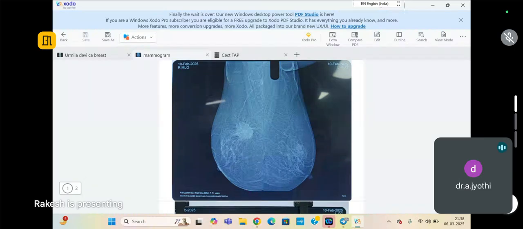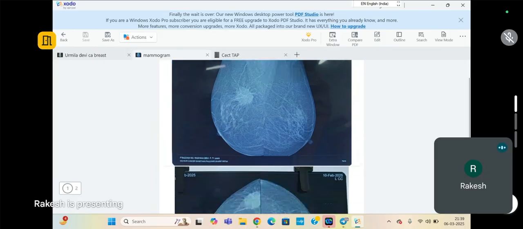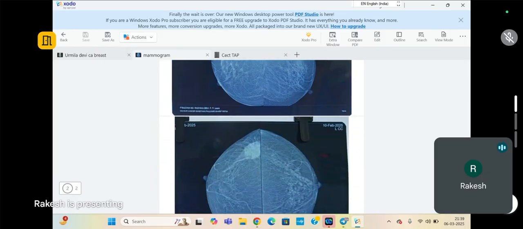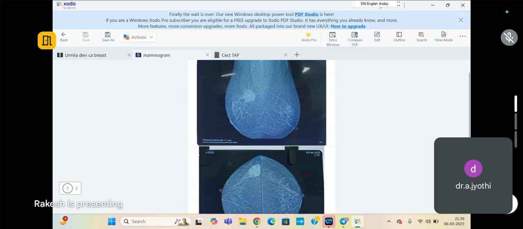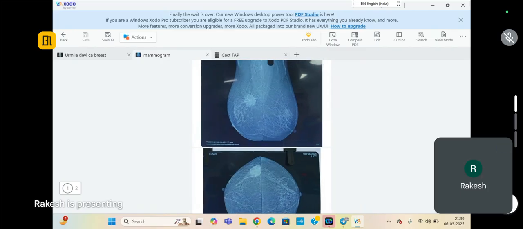With one view you cannot tell; you have to project both the views. How do you tell it's upper outer? Tell for the benefit of others. In the MLO view, a line above the nipple is upper, and below it is lower. In the craniocaudal view, above the nipple will be outer, and below the nipple will be inner quadrant. Based on both these, it is upper outer.